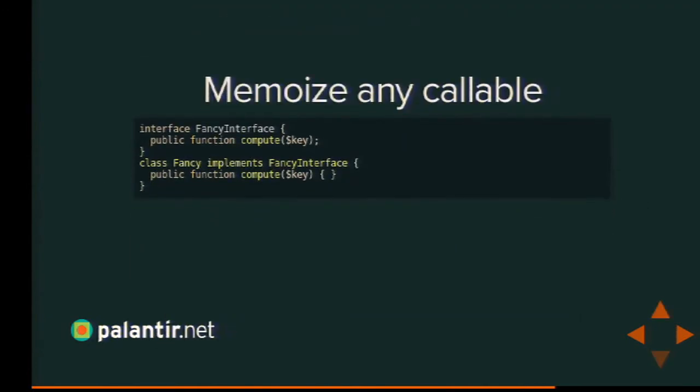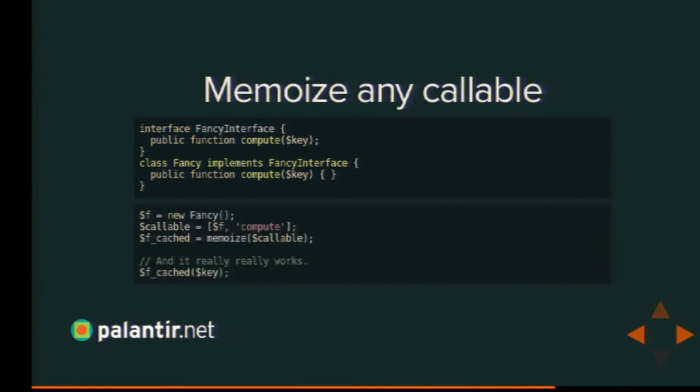Can you just, if you only have the one method, use memoize for it? Yes. Because remember, any object and method can be represented in PHP as this weird array syntax. So here we're going to memoize that callable. So now we call fcached, and it's going to call that function that memoize produced, which will in turn call the compute method of our fancy object of f, save the result, and return it.